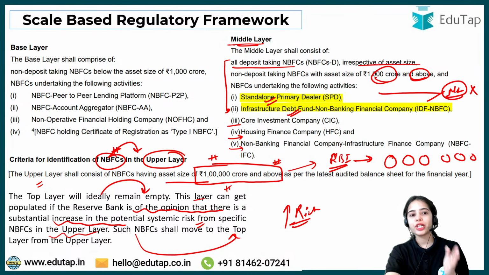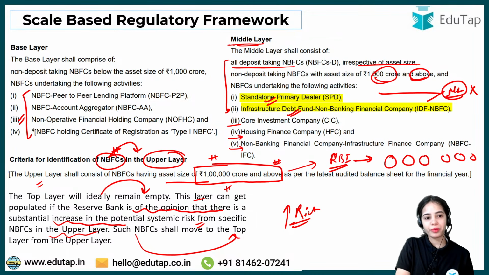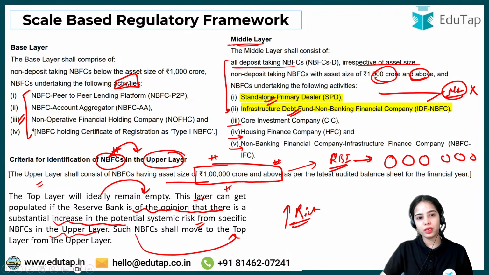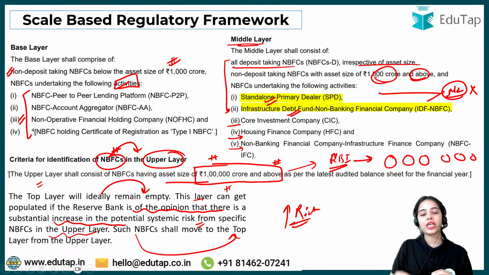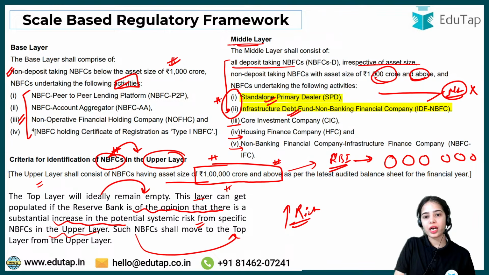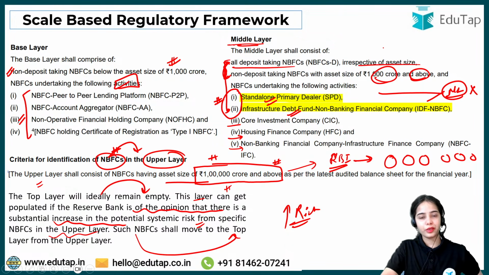Now, which NBFCs will only come in the base layer? These are the 4 kinds of NBFCs, on the basis of activities, that will only come in the base layer, and this is on the basis of asset size. Which NBFCs will only come in the middle layer? These 2 NBFC categories will only come in the middle layer, along with the asset size kind of NBFCs.